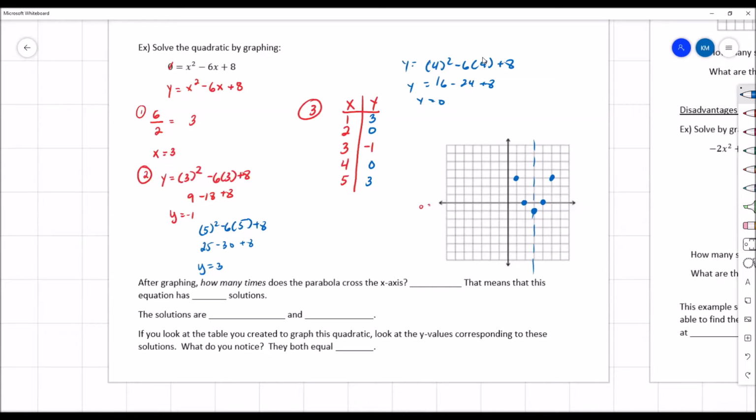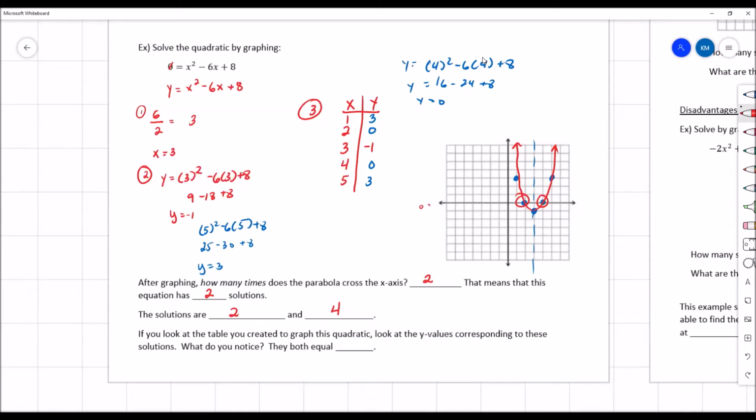Now let's fill this in and see that we understand what's happening. It says after graphing, how many times does the parabola cross the x-axis? As we look at this parabola, it crosses the x-axis once, twice. That means that this equation has 2 solutions. The solutions are where it crosses the x-axis, and that is at this point, our x is 2, and at this point, 4.